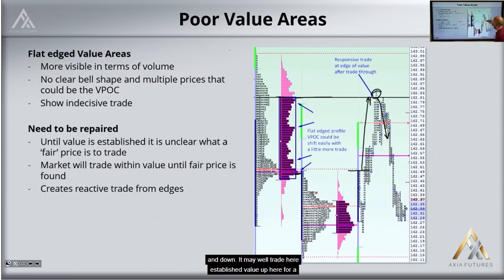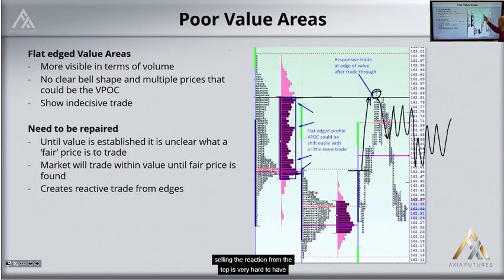It may well trade here, establish value up here for a period, and then down here, and then cross it. So if you're selling the reaction from the top, it's very hard to have conviction that you're going to get all the way back down. People looking to buy will have naturally moved their bids up within here because they've realised they can't get filled down here anymore and the market's moving higher, which is also what's going to prevent the drop going so cleanly all the way back through.